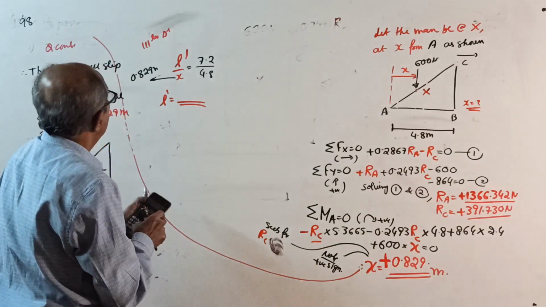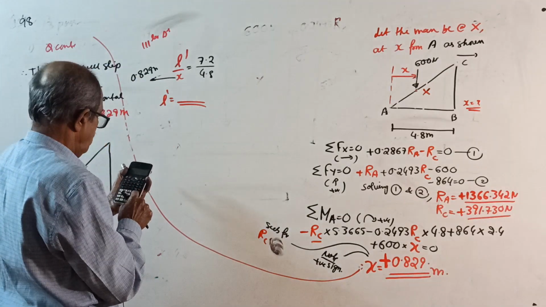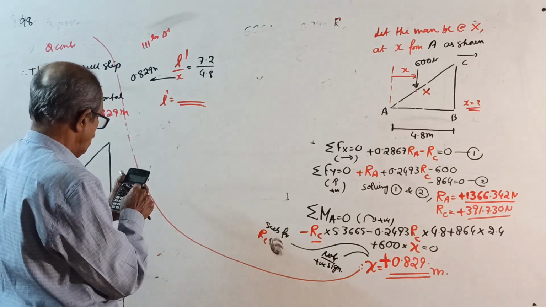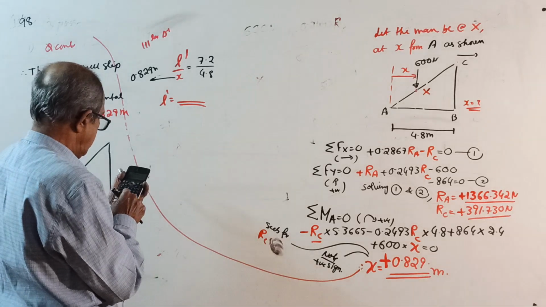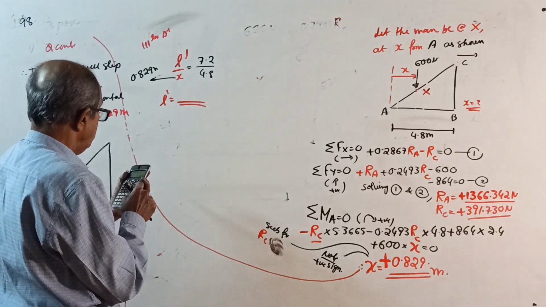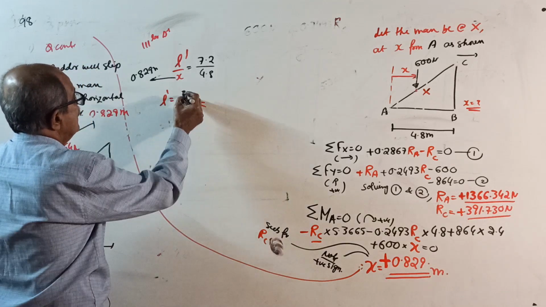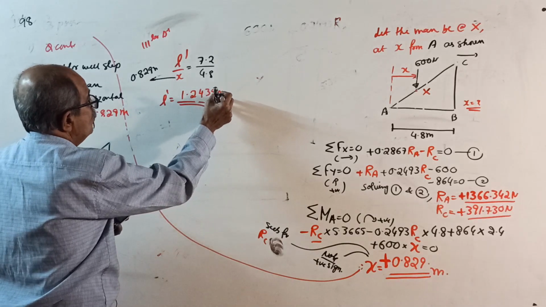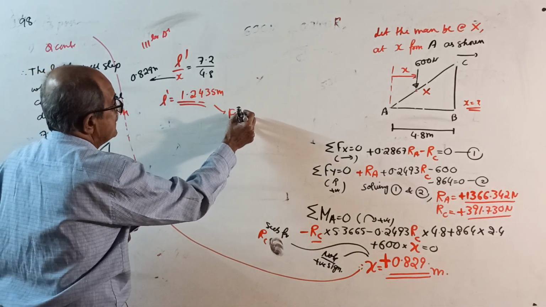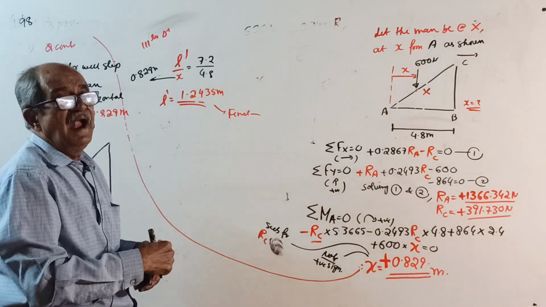L dash will come 7.2 by 4.8. The calculator is not on. 7.2 divided by 4.8 into 0.829 meter will come 1.2435 meter. So your final answer is right. The ladder will slip.